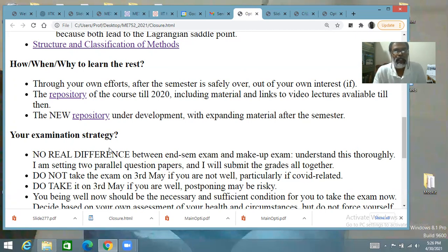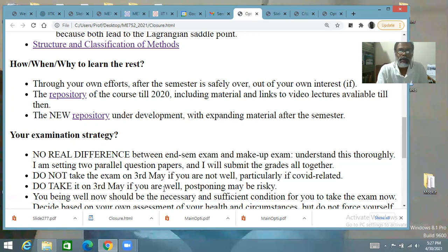So if you are actually ill, then don't force yourself to take this 3rd May exam and spoil your exam. On the other hand, if you are well on 3rd May, then don't try to make excuses to postpone it, that after 2 weeks I'll do better. No, don't do that. Because if you are well now, you don't know whether you will be well after 2 weeks. Time is bad. So if you are well now, you take it. On the other hand, if you are not well, then don't spoil your exam. Take the makeup exam. Do the paperwork necessary for that.